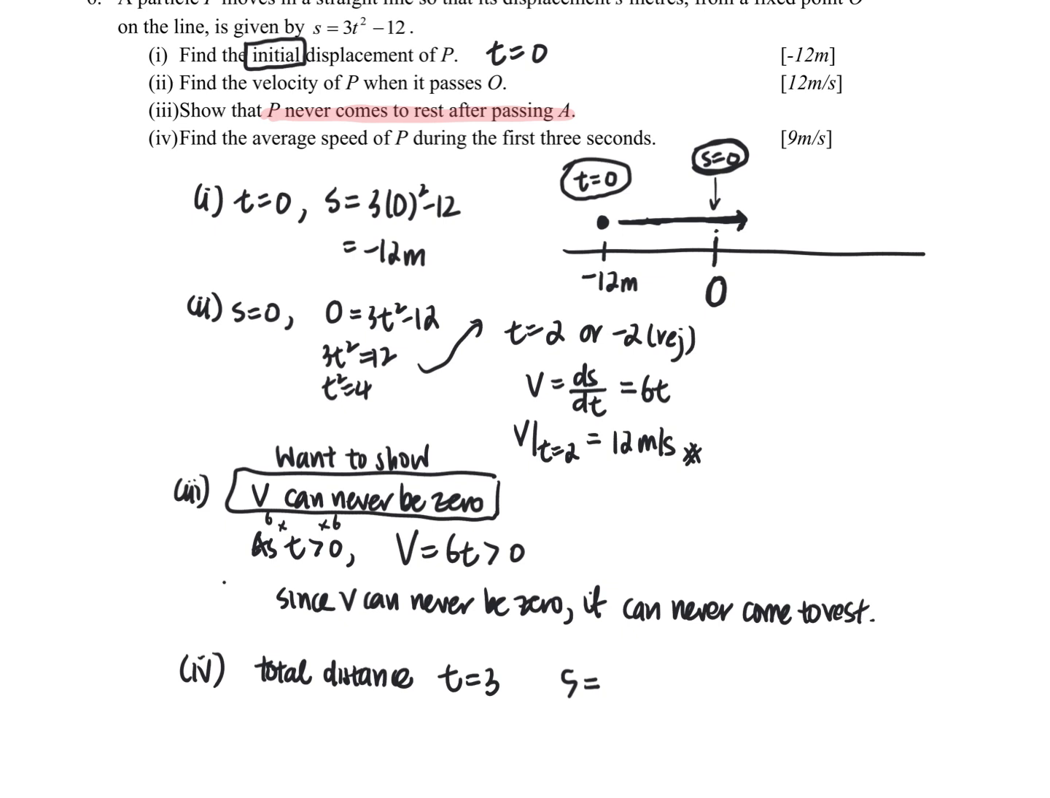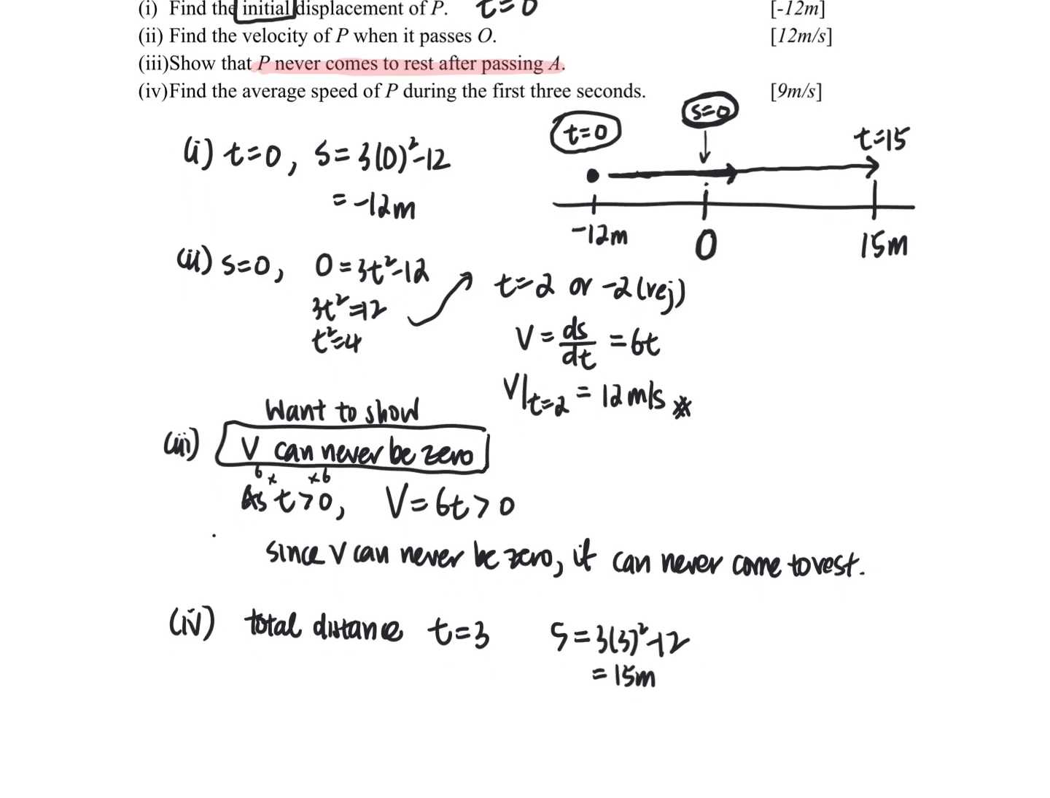So what is the displacement at time equals to 3? Go and find that first. Then you realize it's 15 meters. So at time equals to 3 it is 15 meters away. So it comes all the way to here.